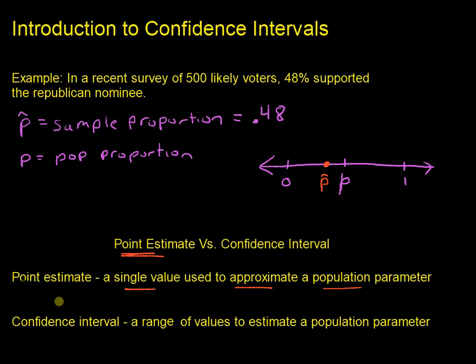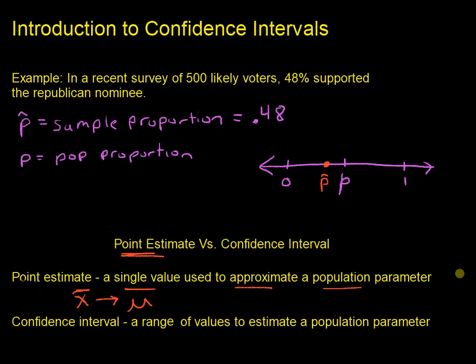Another example of a point estimate that we're going to talk about later in another video is x bar. Remember x bar? That's the sample mean. The sample mean tries to approximate mu, which is the population mean. So we'll be talking about confidence intervals for both p hat and x bar. I just want to mention that x bar is also a point estimate.